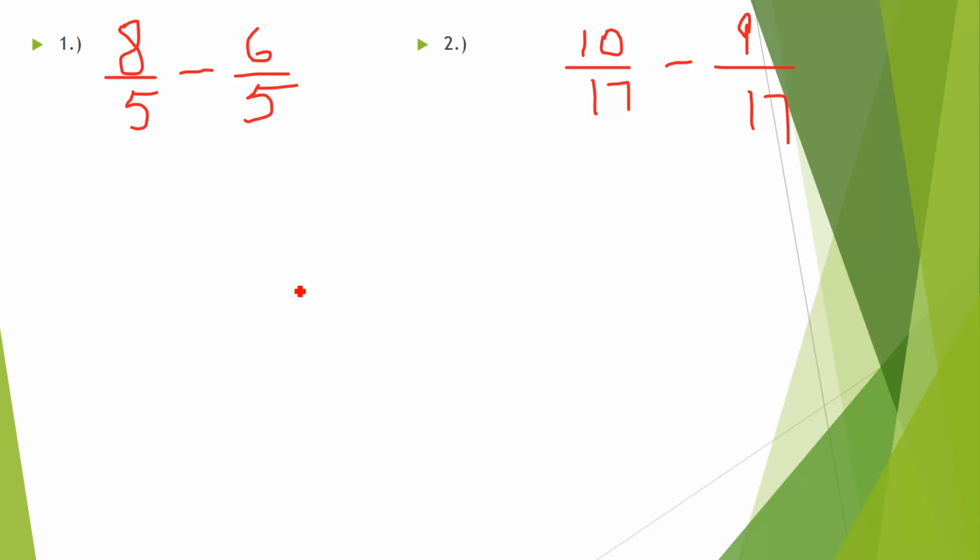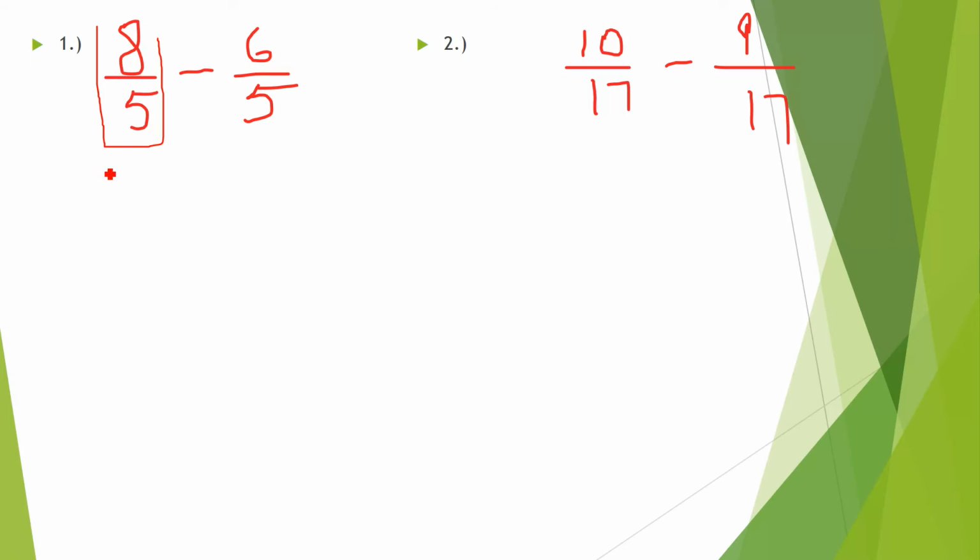Now we are going to solve the questions. The first question is 8 over 5 minus 6 over 5. These are called fractions. If I say 8 minus 6, you will say 2. If I say 10 minus 3, the answer is 7. But in this case, we have a fraction. This is one fraction, 8 over 5. If I ask you what type of fraction it is, the numerator is greater than the denominator, so this is an improper fraction. Similarly, this is also an improper fraction because the numerator is 6 and the denominator is 5.